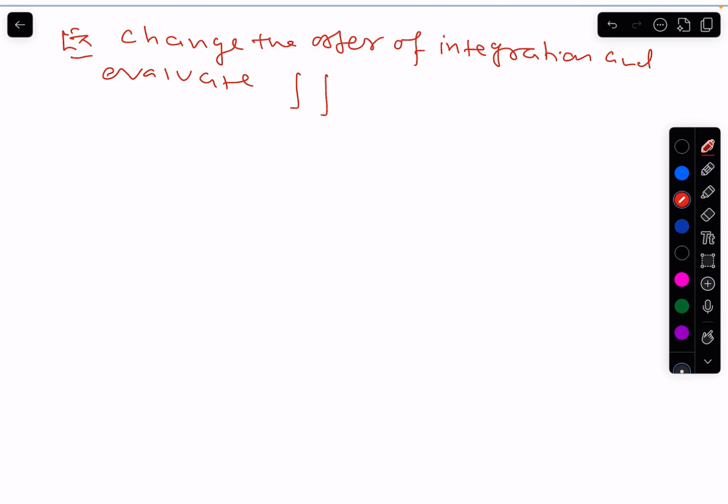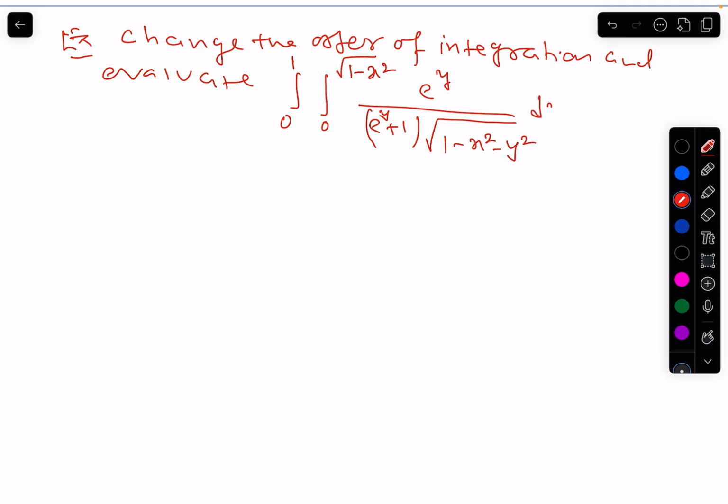Double integration 0 to root 1 minus x square, 0 to 1, e to the power y over e to the power y plus 1 into radical sign 1 minus x square minus y square dy dx.